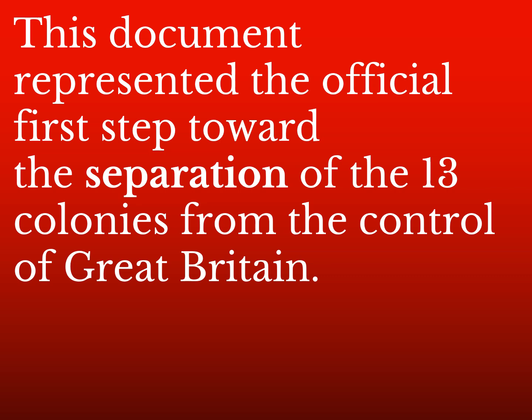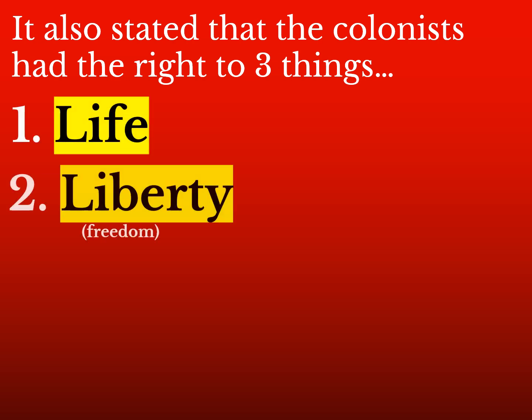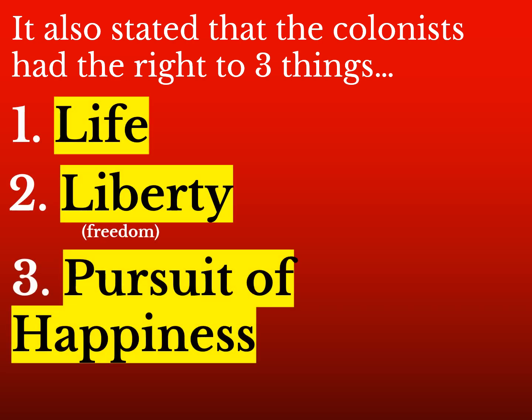This document represented the official first step toward the separation of the 13 colonies from the control of Great Britain. So this is the very first step in the 13 colonies becoming a new nation. It also stated that the colonies had the right to three things. The most profound statement, Thomas Jefferson writes, is that all men are created equal and are endowed with rights by their creator, and of those rights we have the right to life, liberty, and the pursuit of happiness.